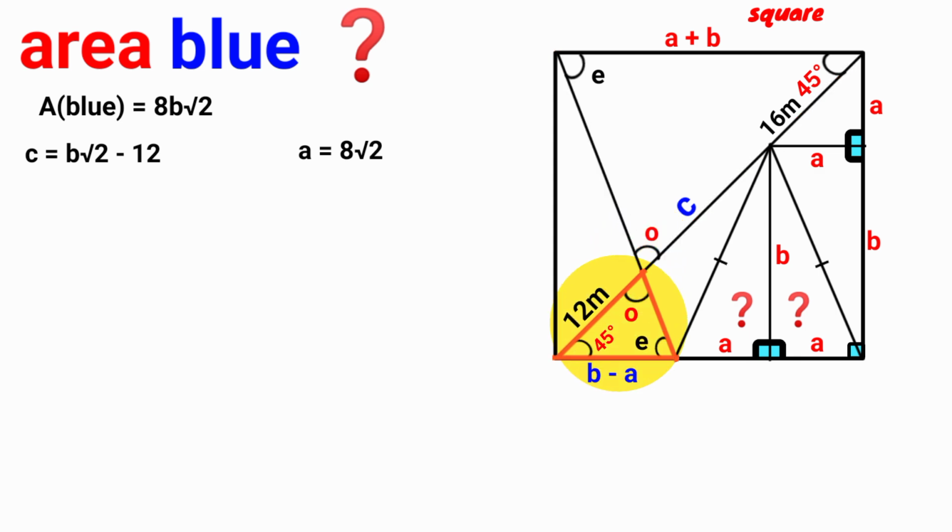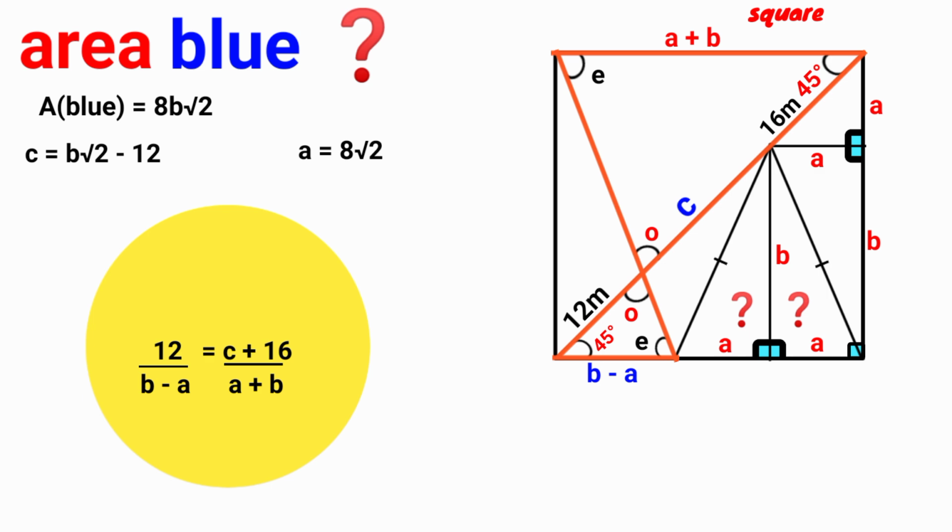Now look at this triangle. Its angles are O, 45 degrees, and E. Similarly, this triangle also has its angles to be O, E, and 45 degrees. That means they are similar triangles. So taking the ratio of their sides, this side facing angle E divided by this side facing angle O must be equal with this side also facing angle E divided by this side facing angle O. So 12 over b minus a equals c plus 16 over a plus b.